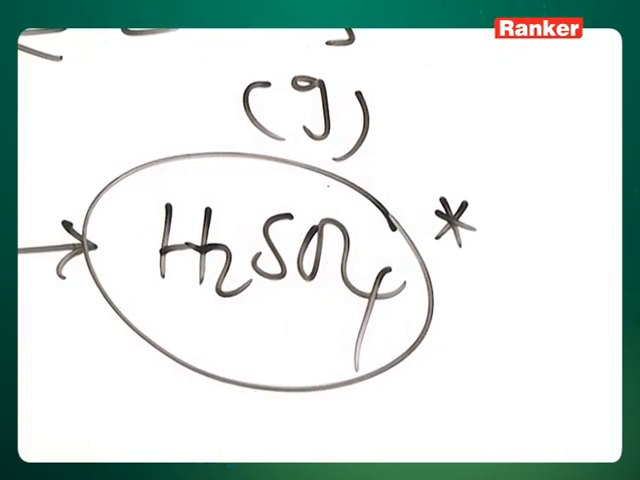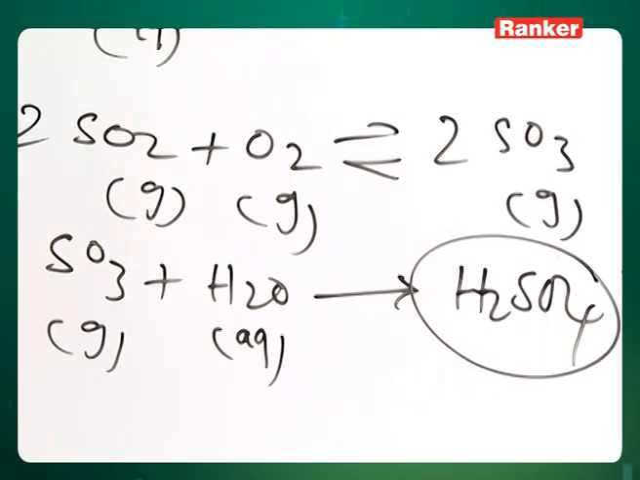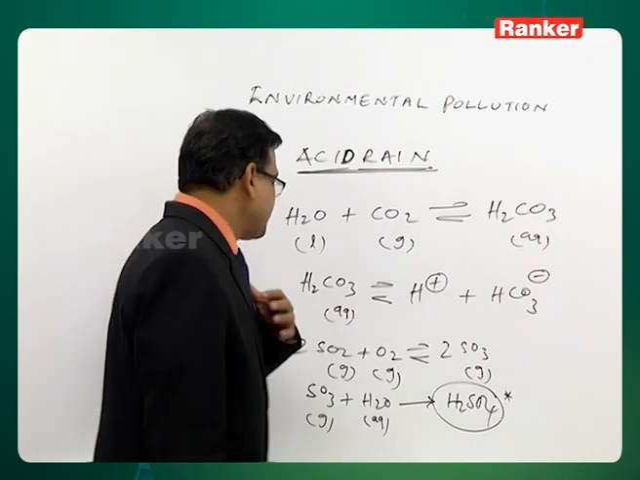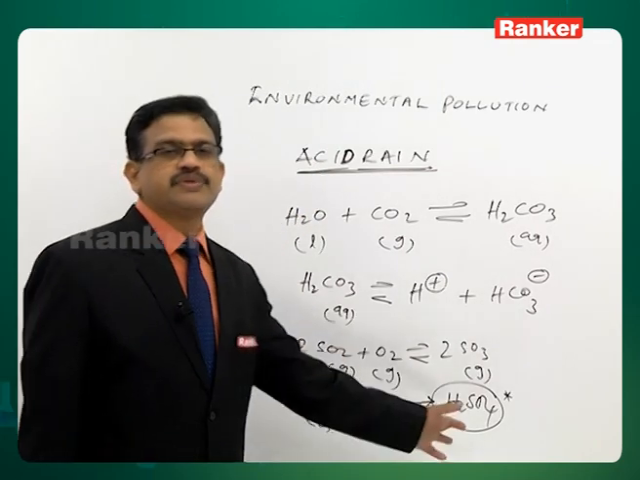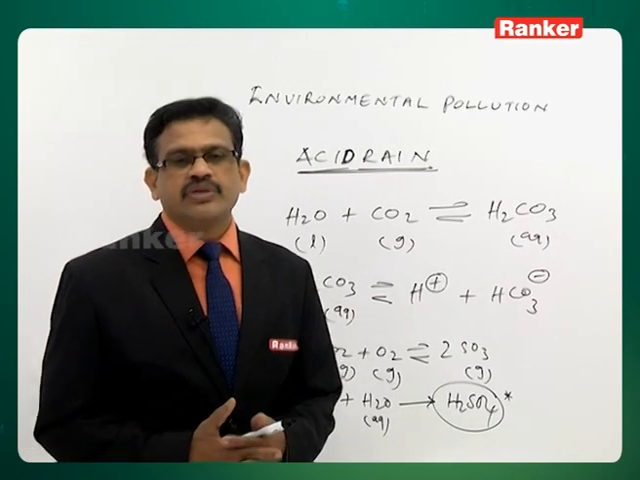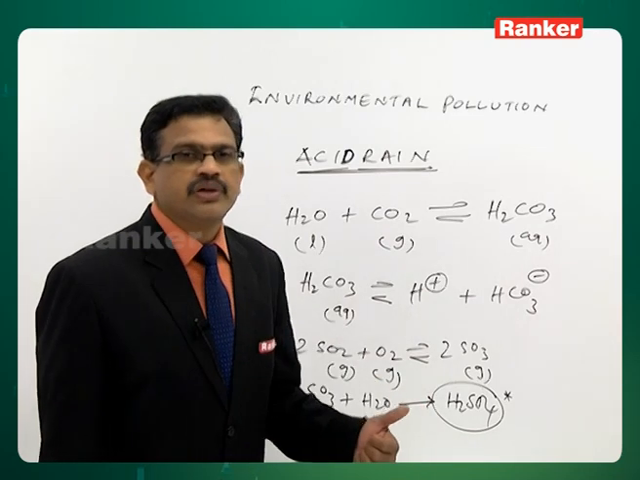So first, sulfur dioxide gets oxidized because of the particulate materials present in the atmosphere. They work as a catalyst and it becomes sulfur trioxide. Sulfur trioxide dissolves in the rainwater and forms sulfuric acid. This sulfuric acid comes down as acid rain. So this is acid rain formation because of sulfur dioxide.